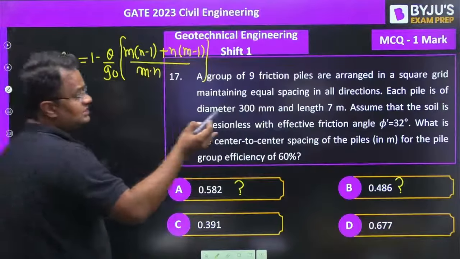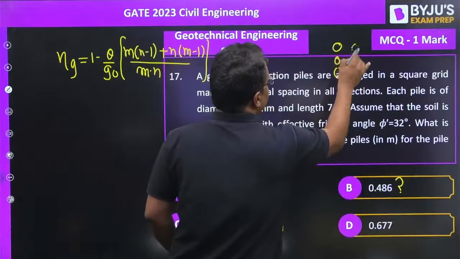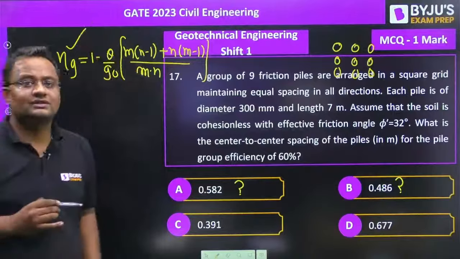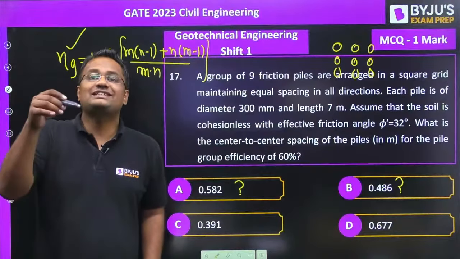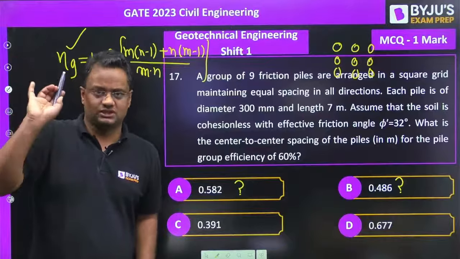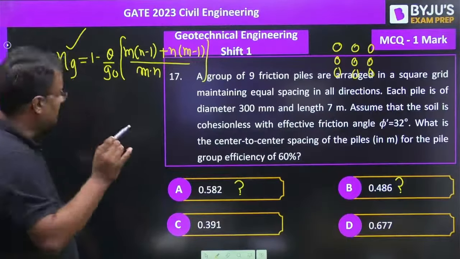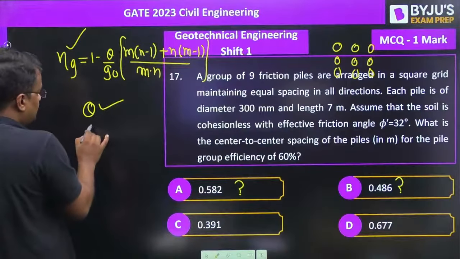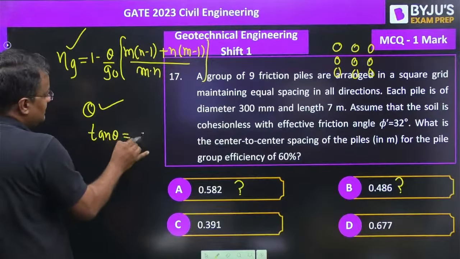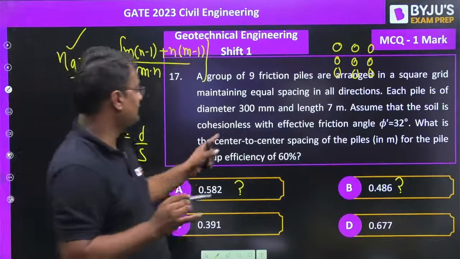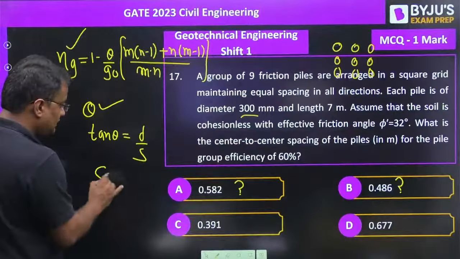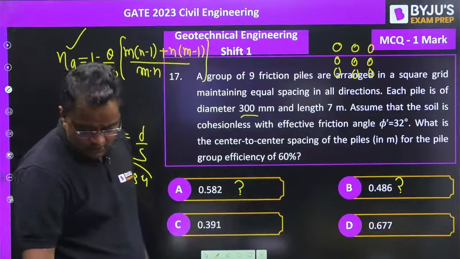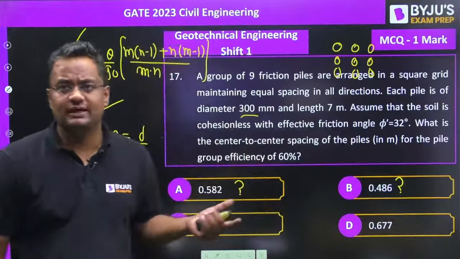Nine friction piles in a square pattern, that means like this. So m and n both are 3. Eta gross efficiency is 60%. What rank comes at 60, I have already taken one session on the expected ranks. So from here theta will be found, everything is known: this is 60%, m and n are 3. So tan theta is d by s, the diameter is 0.3. From here S is equal to 0.584, something like that will be coming. Not exactly 0.582; 0.584, 0.586 you will be getting.